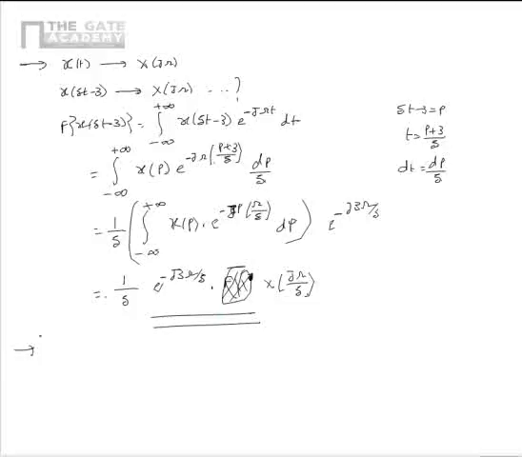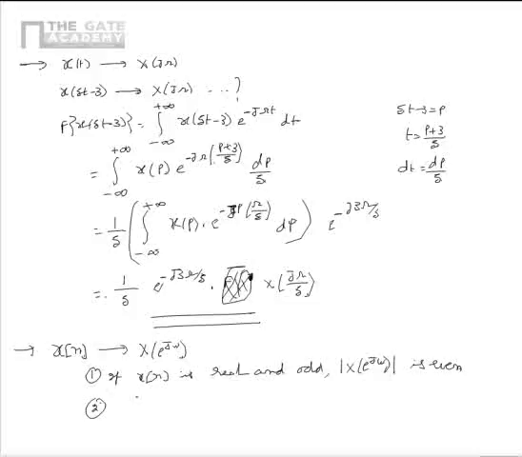Now let us consider another problem as per which there is a discrete time signal x of n given. It's given that x of n has a DTFT of X of e power j omega. There were two statements given. As per statement 1, if x of n is real and odd, then magnitude of X of e power j omega is even.